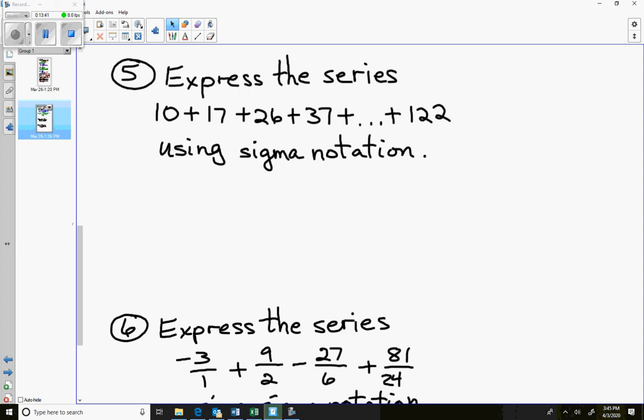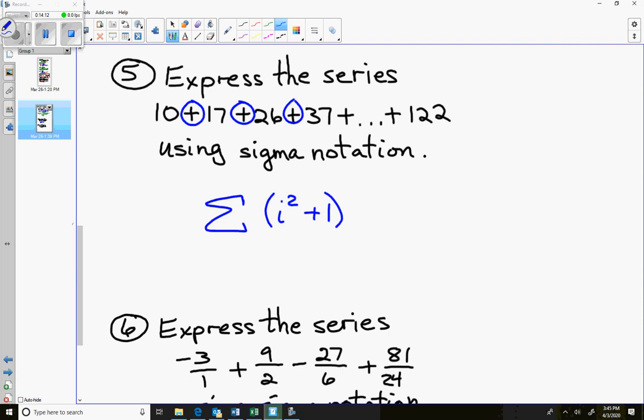Well, hopefully you recognize that these are all one number above perfect squares. 10 is one above 9, 17, one above 16, 25, 36, 121 are all your perfect squares. So it's just take that perfect square and add 1. So that would be your general term. We're adding each of these things. So that's what's telling us it is summation, besides the fact it also told us use sigma notation.